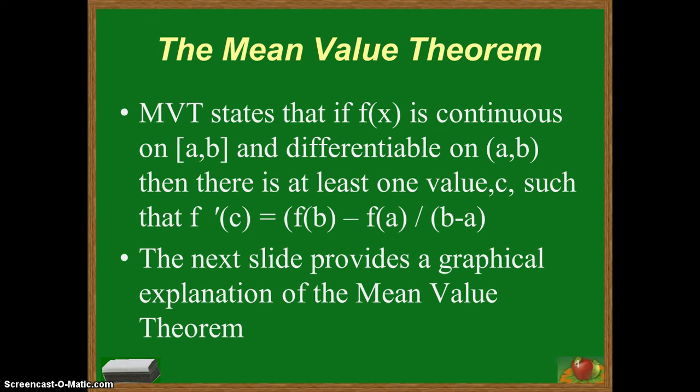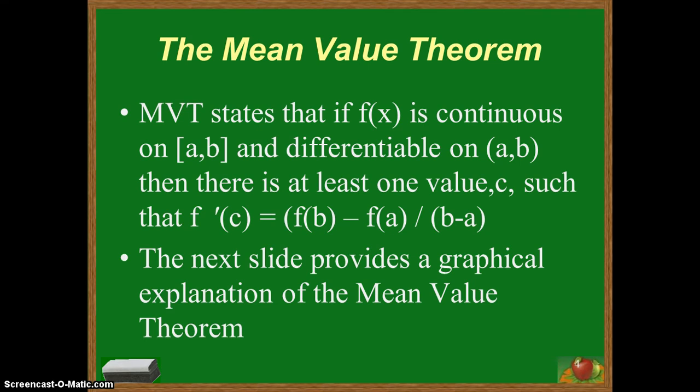Another theorem is called the mean value theorem. It says that if f of x is continuous on a closed interval [a, b], differentiable on an open interval (a, b), then there's at least one value c such that f prime of c equals f of b minus f of a, all of that over b minus a. Notice the right-hand side of this equation is what we call the average rate of change of the function from a to b, or graphically, the slope of a secant line. The left-hand side would be the instantaneous rate of change of the function at c.